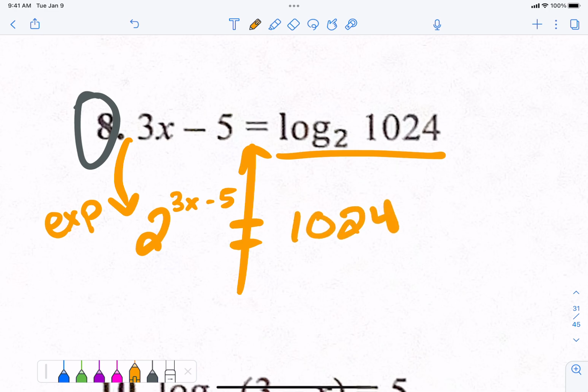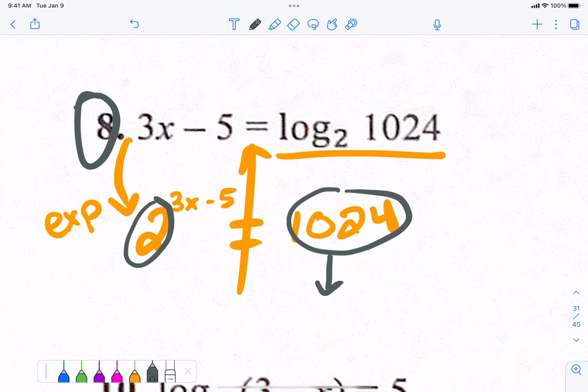I'm trying to solve for x. Oh my goodness, this is so ugly. We can't divide by 2. But what we can do is look at this number right here, 1024. It's the same thing as 2 to something. Try 10. What is 2 to the 10th power? Check it. That is correct.